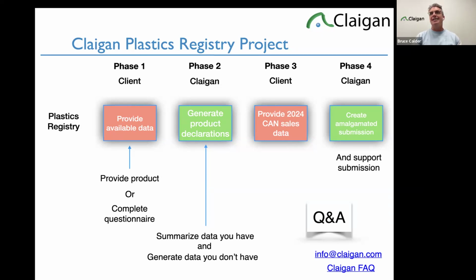Oh, great question here. Has Canada published a reporting template? No. It'll be a portal, not an Excel sheet. The PFAS section I talked about has an Excel template. This one does not. We have Excel templates because we have to do this all the time, but they don't. If we have PFAS testing performed through Claigan, will we be able to use that data to fulfill the Canadian PFAS reporting? Yes, absolutely.